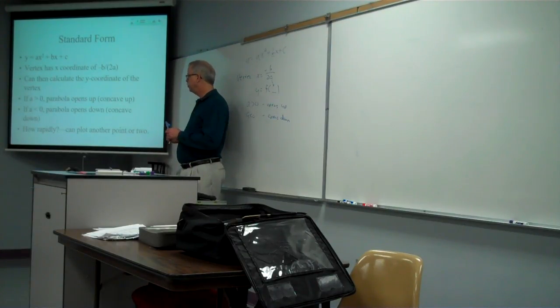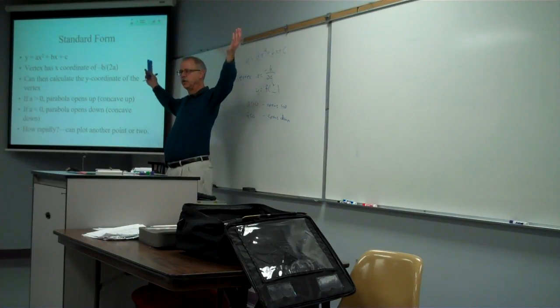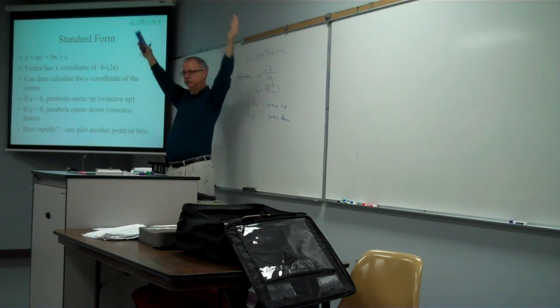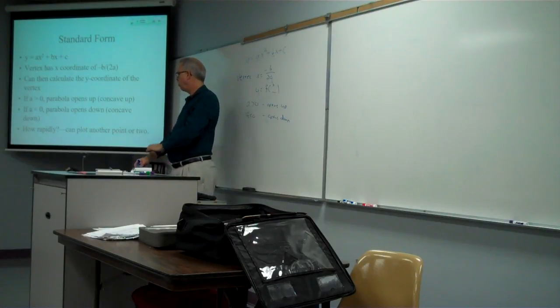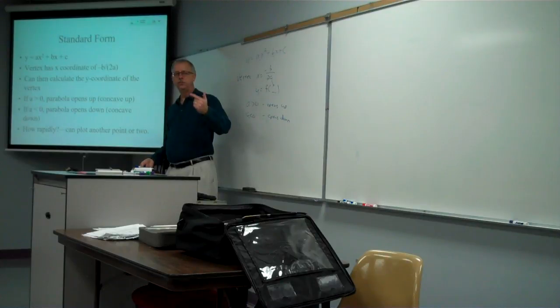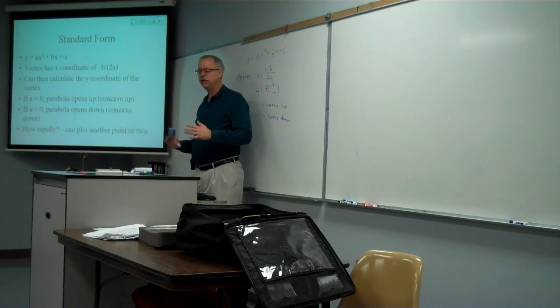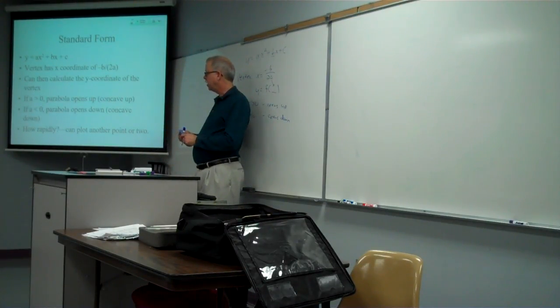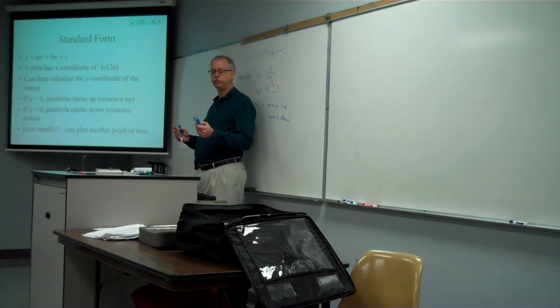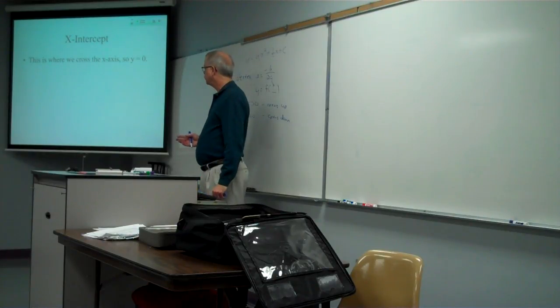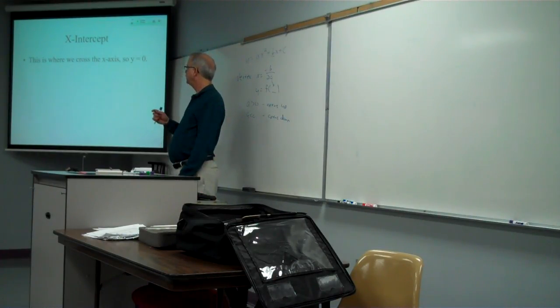The one thing we really can't do is, once we know where the vertex is and it's opening up, we don't know if it's opening up slowly, fairly quickly, really quickly. Well, another point or two will probably help us in that. And normally the points we would plot would be the x-intercepts and the y-intercept. The y-intercept especially is fairly easy to compute. The x-intercept is often interesting for other reasons as well.